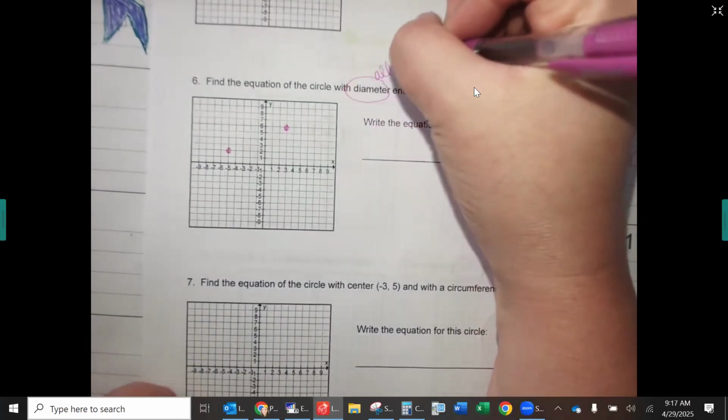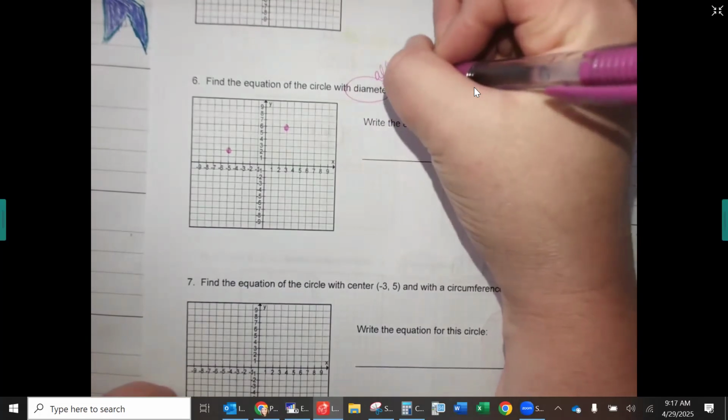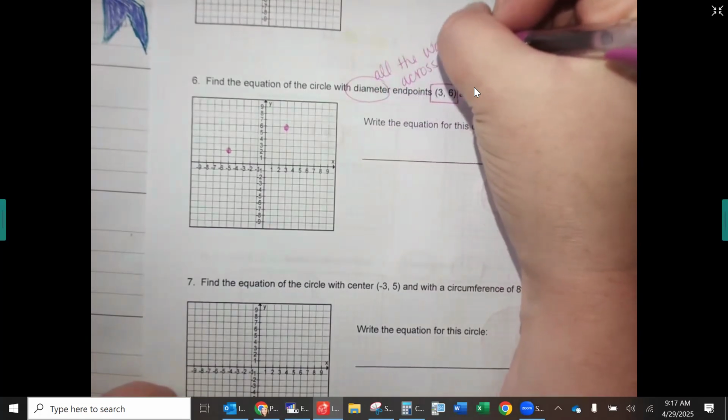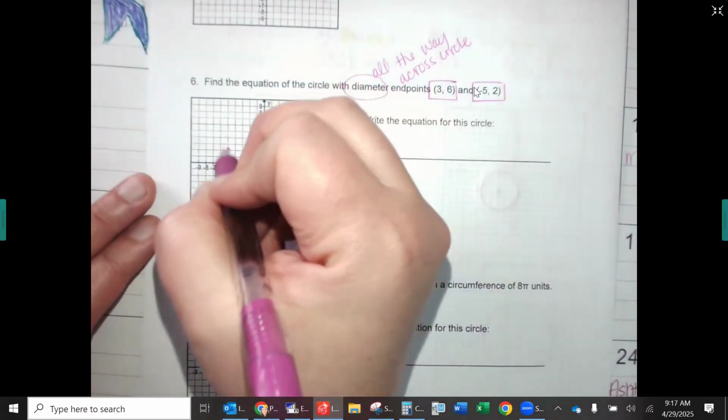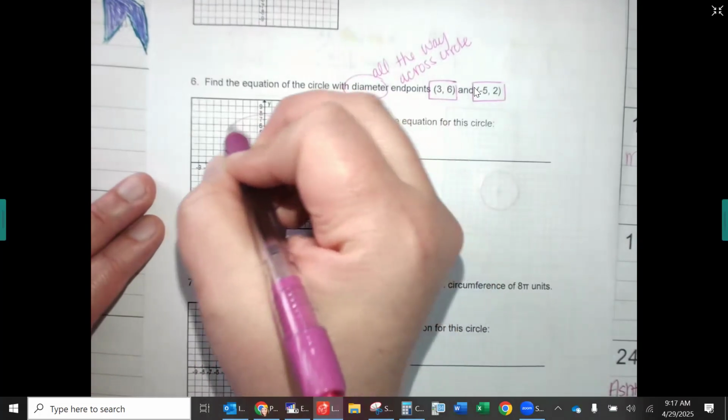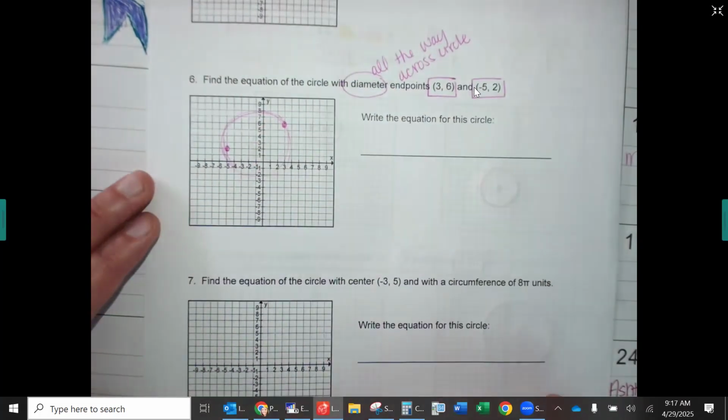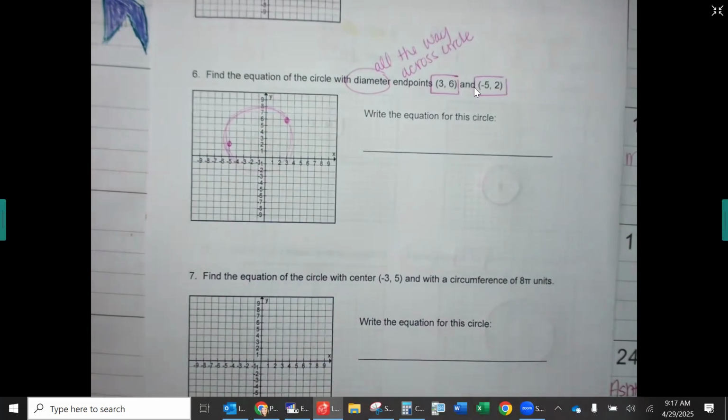Now it's telling me that that's the diameter. So if you remember, the difference is that radius is just halfway across the circle. Okay, your diameter is all the way across the circle. So if I know that my circle essentially needs to go like this, how can I find my center? And then cut it in half. Very good. So find how far it is.